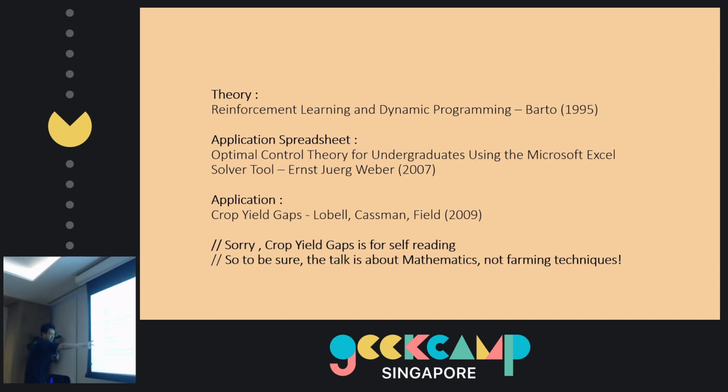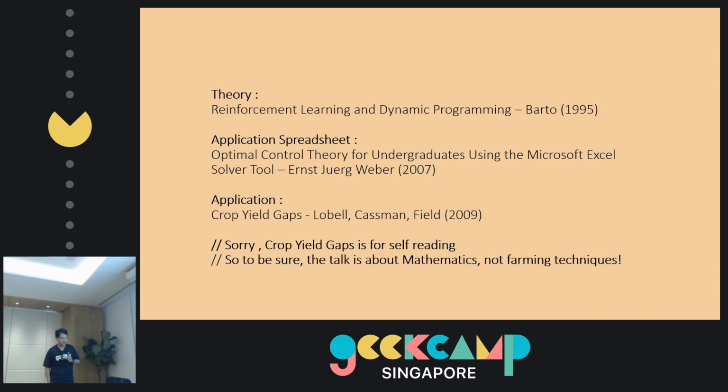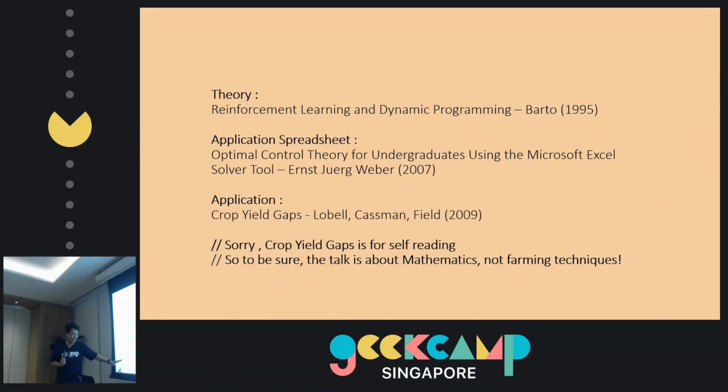The last part is this paper by the name of crop yield gaps, which I regretted putting in because today I'm not going to go through it. It's horribly complicated. The original intention was to apply some of the techniques here into a farming context, but it was very difficult. So let's just settle with this. Anyway, there's only about 40 minutes, so there is no crop yield. This is for your self-reading, but you can Google for it. It's quite an informative read.